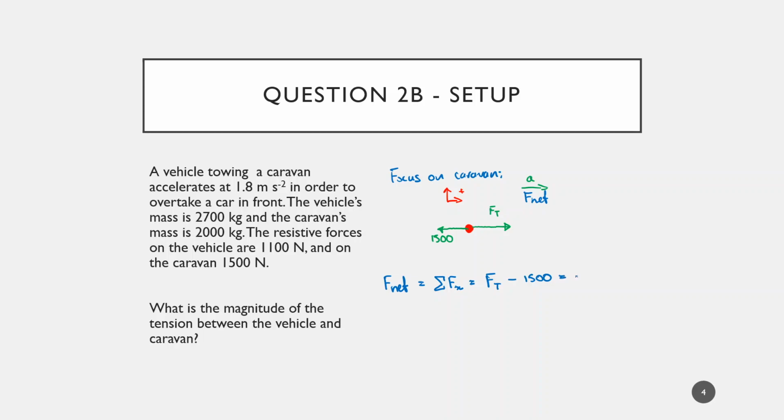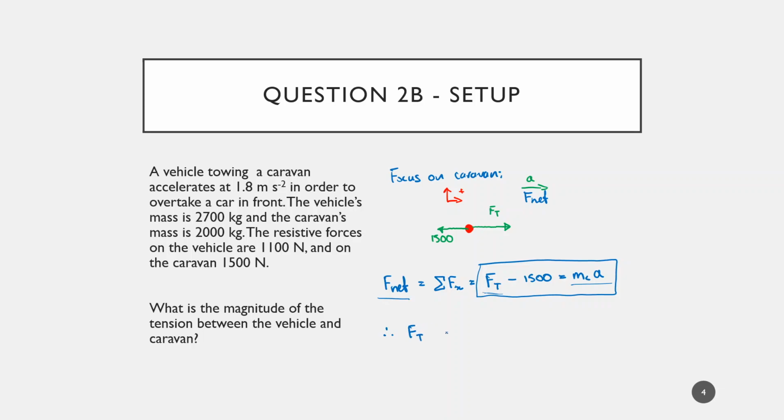What's the mass in this problem that we're looking at here? Well, we're just focusing on the caravan. So m is just the mass of the caravan. It's a little bit different to part A. So mass of the caravan multiplied by the acceleration of the caravan. F net equals ma. And now we're ready to solve for the tension. We've basically got this equation here. We know the mass, we know the acceleration. We want to solve for the tension. Let's go ahead and do that.